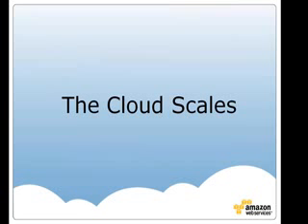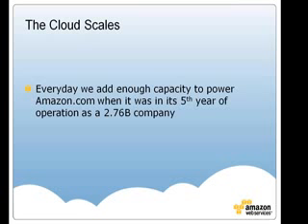So people ask us all the time about the ability for the cloud to scale. Can it really handle the very, very large-sized businesses? So this is the level of capacity that we add to AWS. When Amazon.com was in its 5th year of operation, we had a certain amount of IT resources. We were doing $2.76 billion a year in business. So we had a certain amount of IT capacity to power that. Every day, we add enough capacity to Amazon Web Services to power that entire $2.76 billion company. So that's the degree of growth that we're currently undergoing with Amazon Web Services.